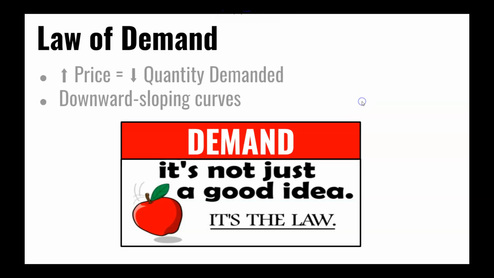And the law of demand states that as prices rise, the quantity demanded shrinks, which is why we have this downward sloping demand curve. And this is true for virtually every product in the world. The more expensive it is, the less we want. The cheaper it is, the more we want.